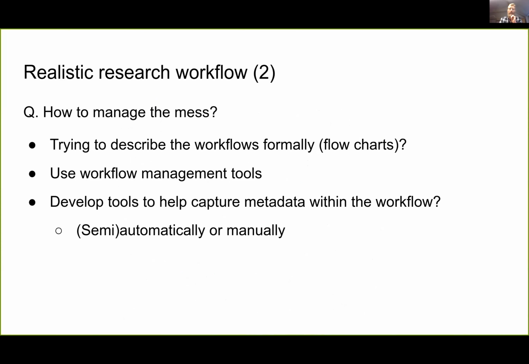So in that regard, how do we manage this mess? There are things like workflow management tools, which are available. In my experience, the uptake of using these tools is a bit slow, and hopefully that may improve. But for now, these workflow management tools are not that widespread, as far as I can see. But I think they have real value in helping manage the whole workflow. And maybe there's some scope for developing tools to help capture metadata semi-automatically or manually.